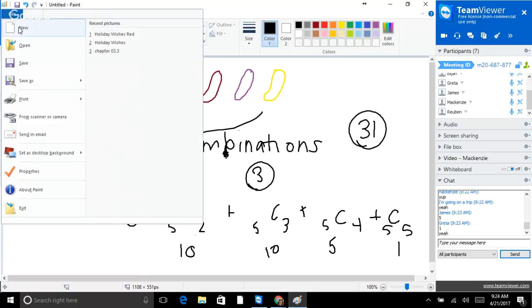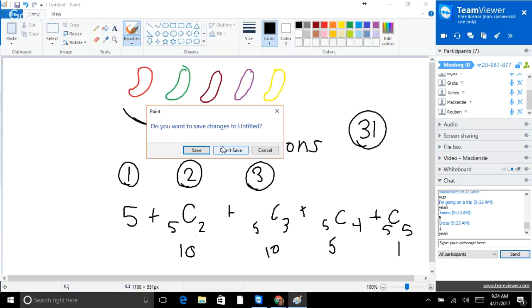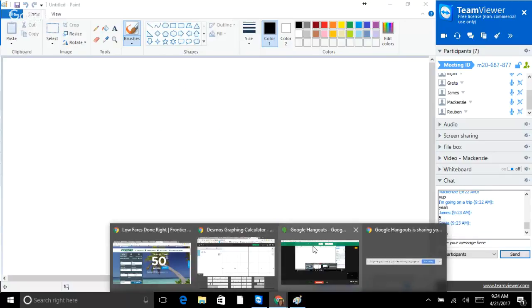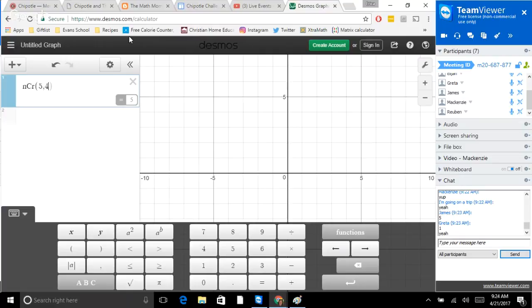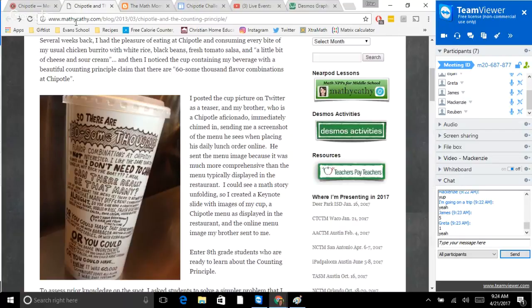So if you go back to the original cup, right? If we go back to this cup here, if I can find it, they claim there's 60-some thousand flavor combinations at Chipotle. So we might actually want to figure this out a couple different ways, right? Because we could kind of use the picking method, because you go in there and you pick, like, do I pick rice or brown rice or whatever? Do I pick beans or no beans? But we also use combinations too, because you can pick more than one item within a menu.